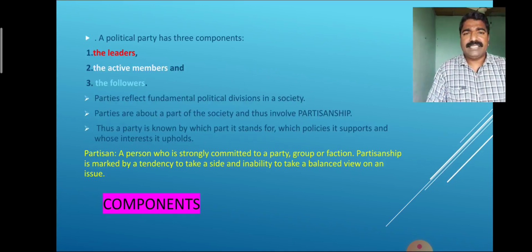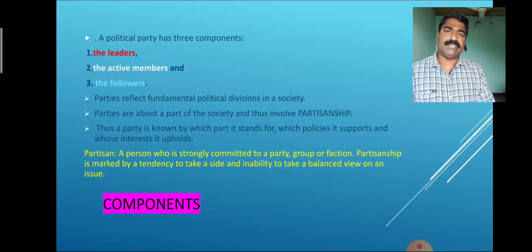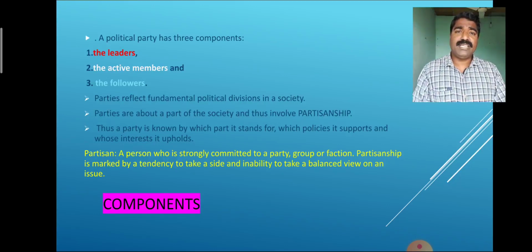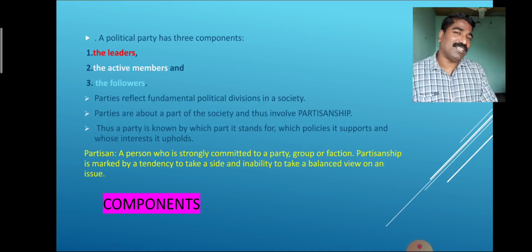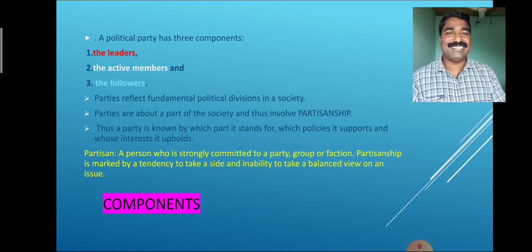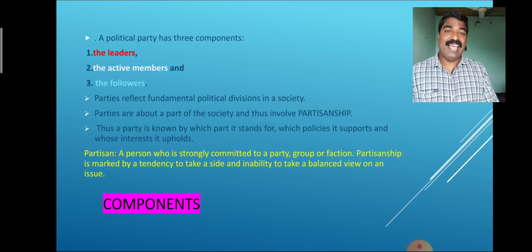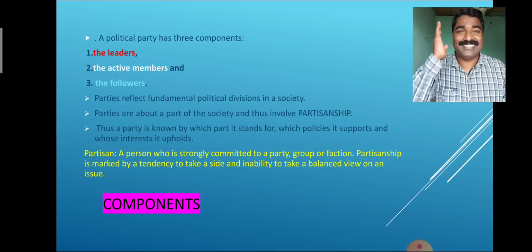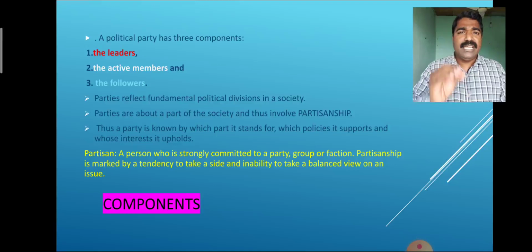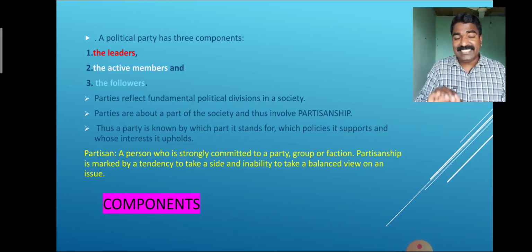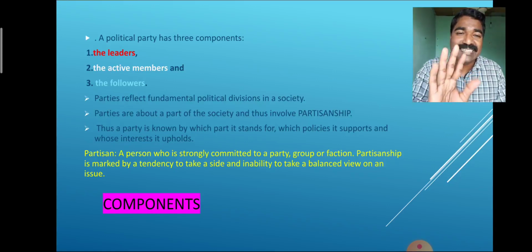Then we see the components of political parties. There are three major components. The first one is the leaders. The leaders are there in political parties. Then the active members and the followers. Okay, these are the three important components of a political party: the leaders, the active members, and the followers.